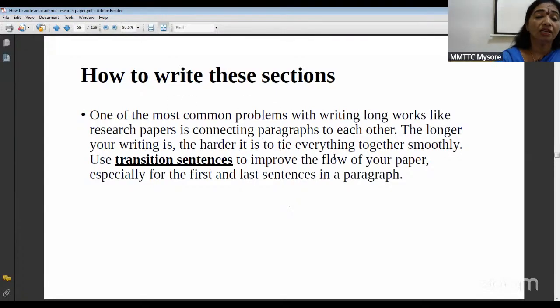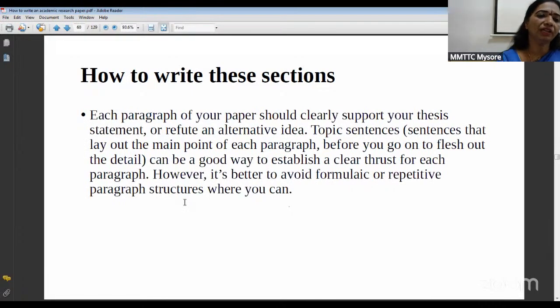One of the most common problems with writing long works like research papers is connecting paragraphs to each other. Some people will write all the paragraphs, but one paragraph is not going to be connected with the other paragraph. So always you have to use transition sentences to improve the flow of your paper. The previous paragraph should be connected with the next paragraph smoothly, so that you will have continuity.